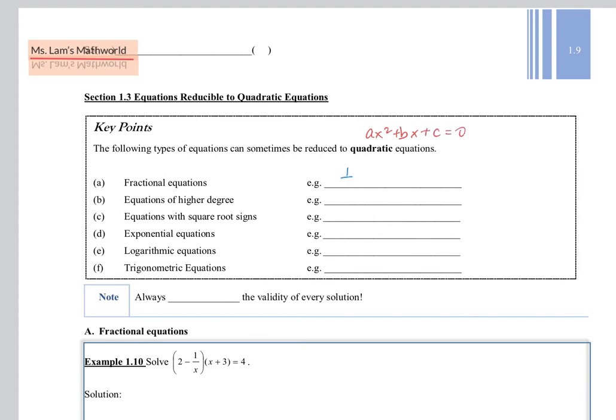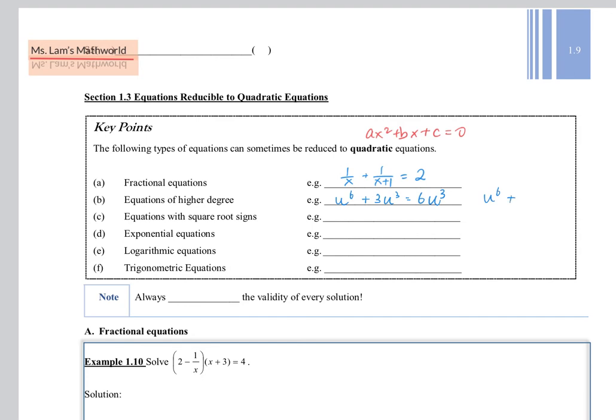So the first one, fractional equations, means you'll get some fractions in the equation. For example, like this, 1 over x is a kind of fraction, right? So next, we got an equation of higher degrees. For example, we use another variable. Alright, so this one is also possible to reduce to a quadratic equation.